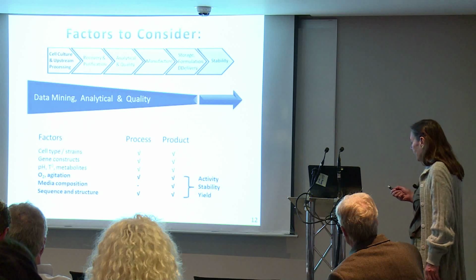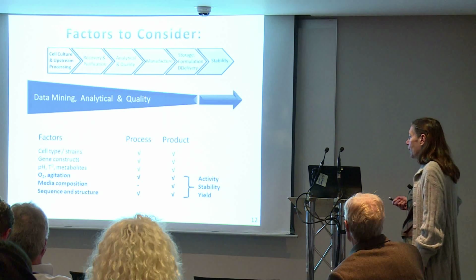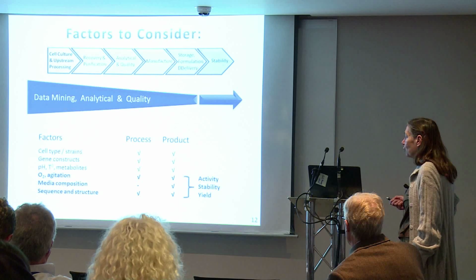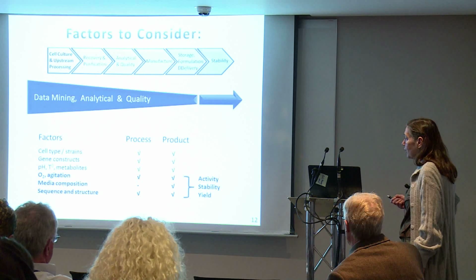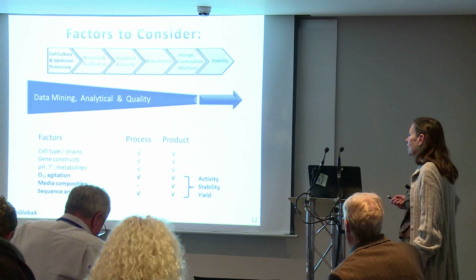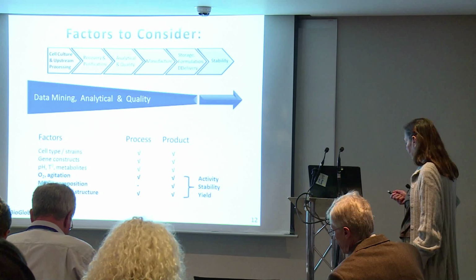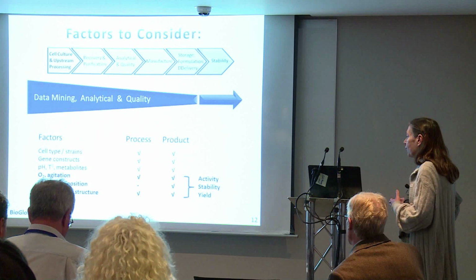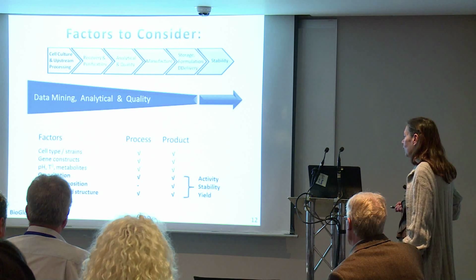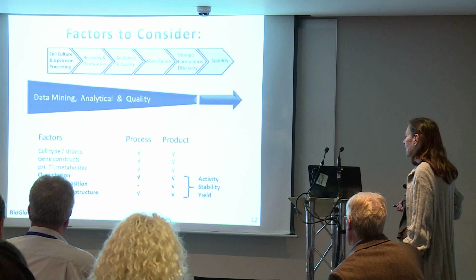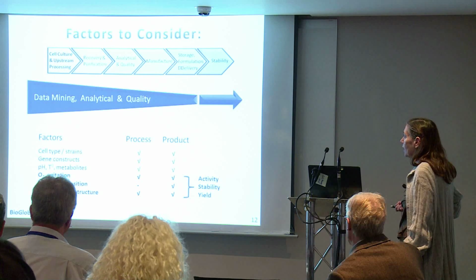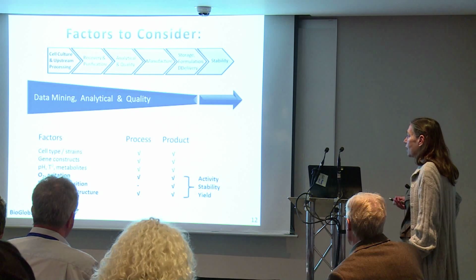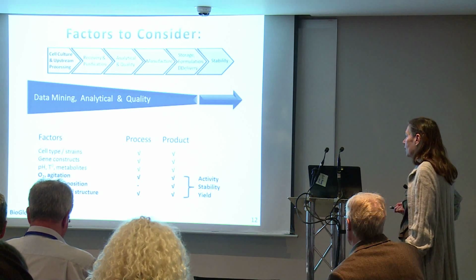Now, based on the new data coming from different fields of life sciences, we want to consider also factors such as oxidants, oxygen consumption, media composition, sequence and structures, and again carefully distinguish which factor relates to process and which to product, in order to get good activity and stability at the end of the process, because this is the most important criterion for how we consistently get results in the research.